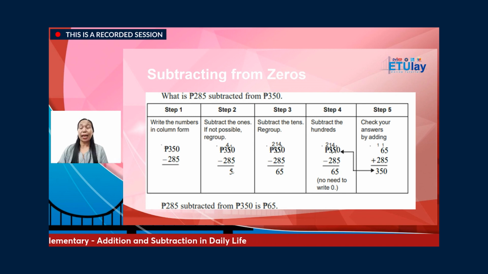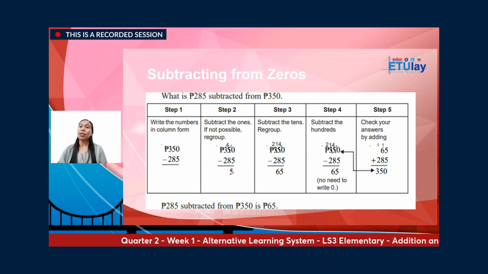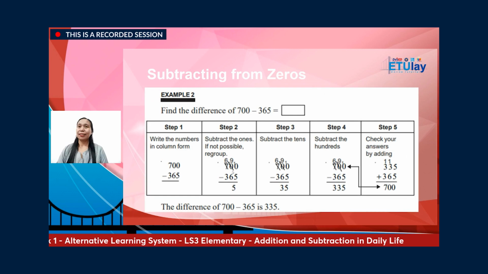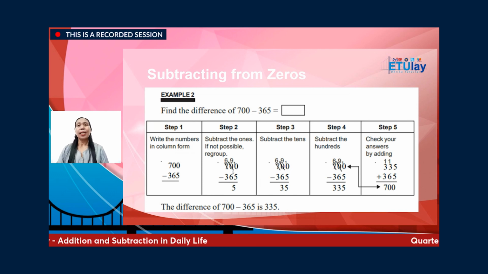Again, to check your answer, add the difference 65 and the subtrahend 285, and it is 350, which is our minuend. Now let's move on to example number 2. Find the difference of 700 and 365.